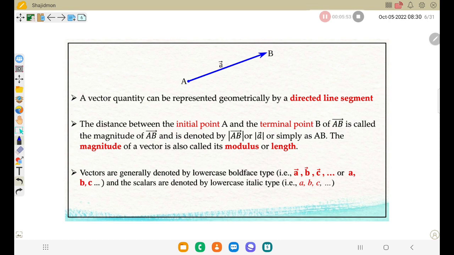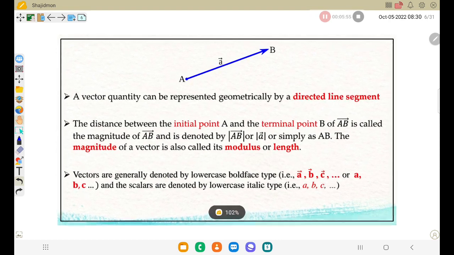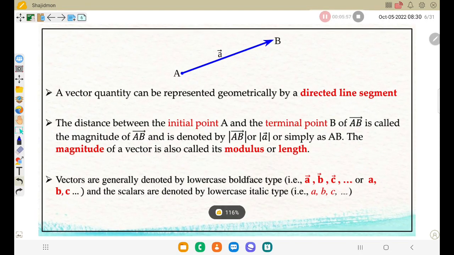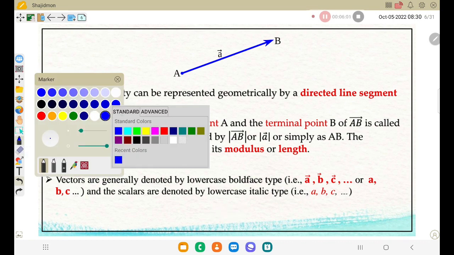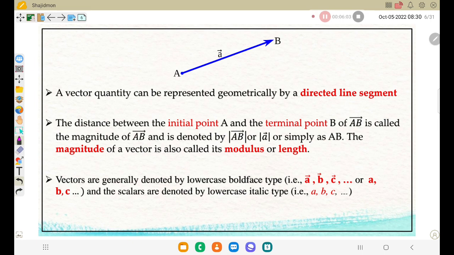Now, how can we represent a vector quantity? A vector quantity is always represented using a directed line segment. That means we have a line segment, where point A is called the initial point, or starting point, of the vector, and point B is called the terminal point, the ending point of the vector.